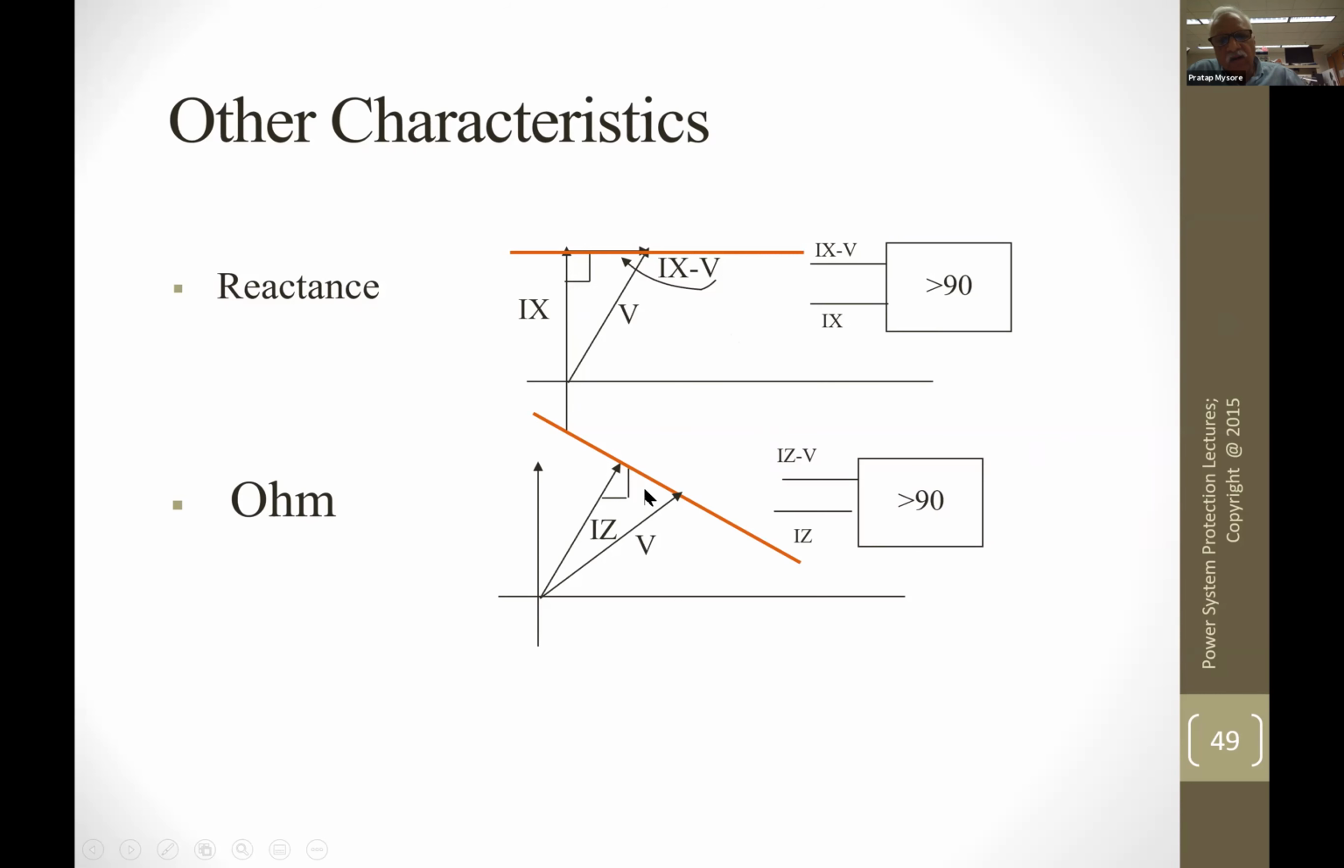Now, if you want an ohm line here like that, then you set this, one of the inputs will be IZ minus V, and IZ will give you this. So this is how all phase angle relationships were done in digital relays, the earlier portion of static relays. And a lot of these concepts are used in the microprocessor-based relays too.